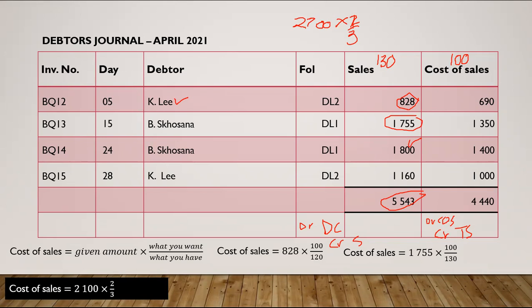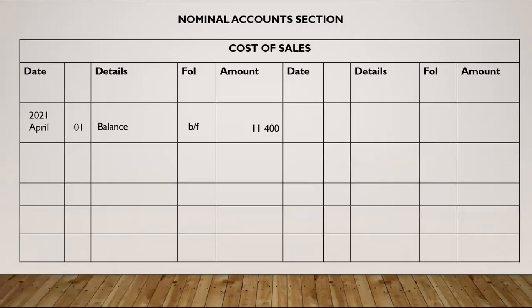Cost of sales is an expense. It increases on the debit side whenever we sell. That is why here I'm going to record this on the debit side as trading stock of cost of sales from the DJ. It means I sold goods for cash. It will be 4,440. And again, I'm going to record it on the credit side of trading stock.